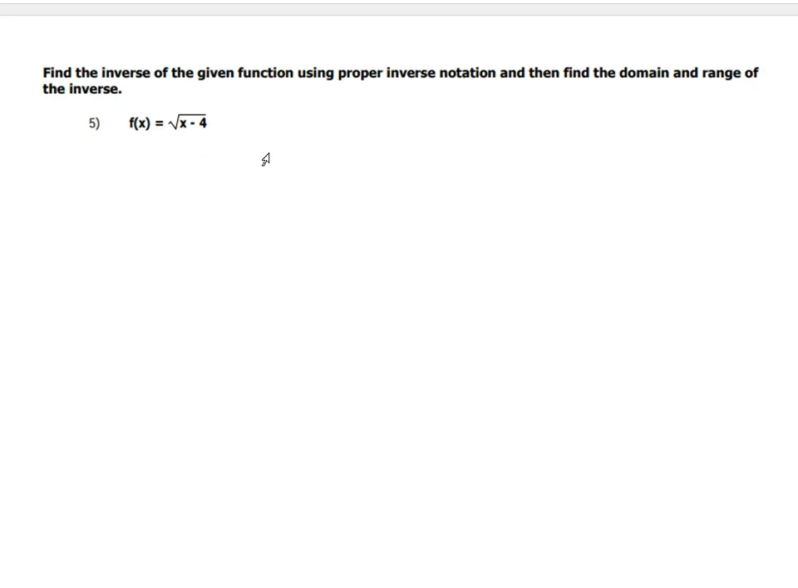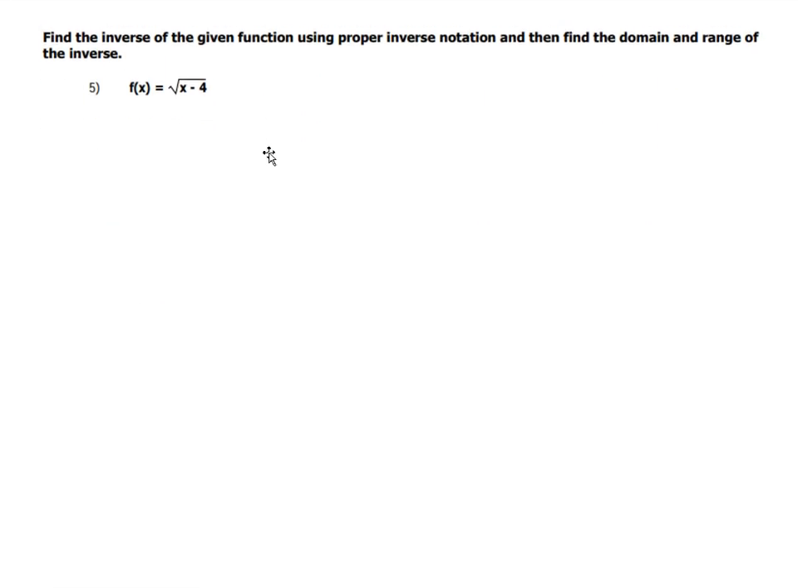Okay, and I got time to do number 5. Number 5 says, find the inverse of the given function using proper inverse notation, and then find the domain and the range of the inverse. Now this one's a trick question because the original function is a square root. It's the square root of x minus 4.